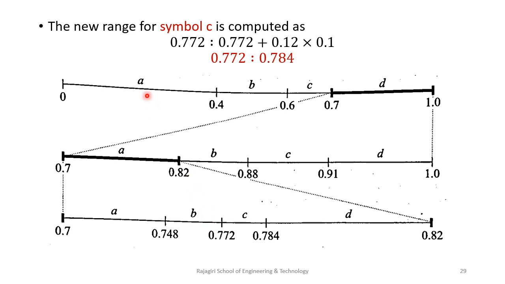In a similar way, the subrange of the symbol C is computed as the lower limit 0.772 to the upper limit. The upper limit is calculated as the lower limit 0.772 plus D, which is the range 0.12, times the probability of C, which is 0.1. Thus, we get the subrange of C as from 0.772 to 0.784. Thus, the interval 0.7 to 0.82 has been divided into 4 based on the symbol probabilities.